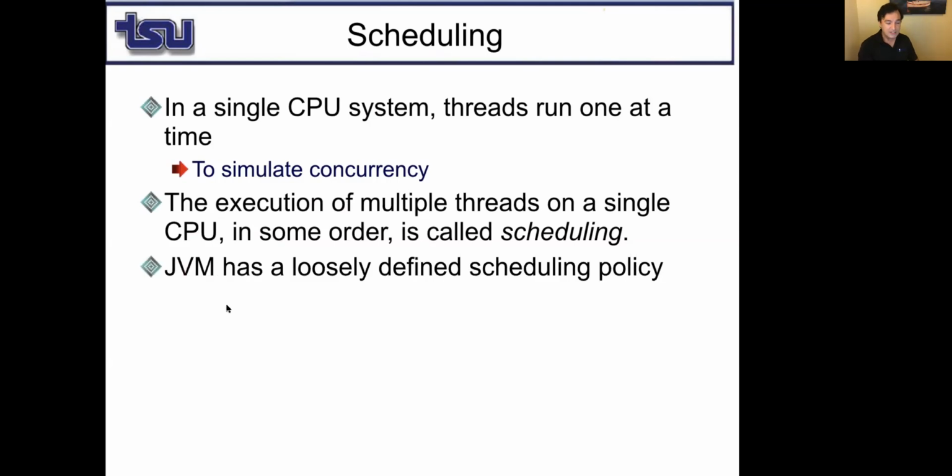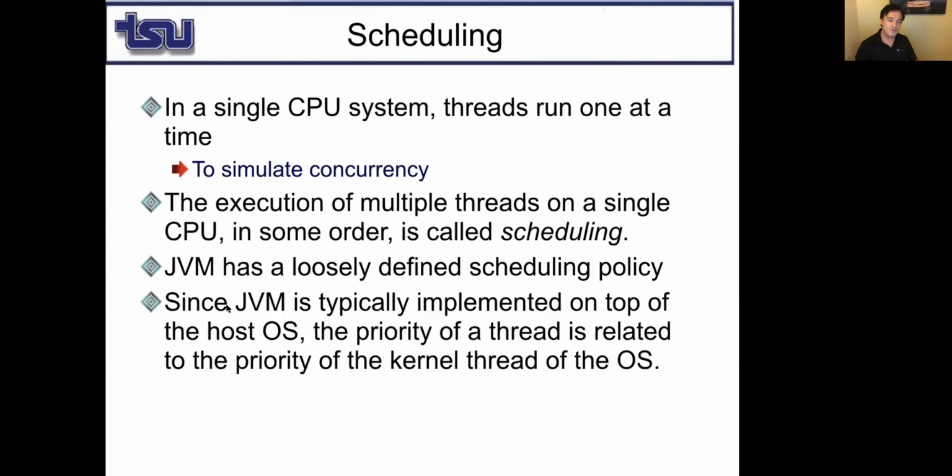Java Virtual Machine has a loosely defined scheduling policy. So one program that you write may not execute exactly the same in one machine or in one operating system. Unfortunately, it may result in a different way in another operating system. So you have to be careful. Don't trust too much about the default scheduling of Java Virtual Machine. This is what it is.